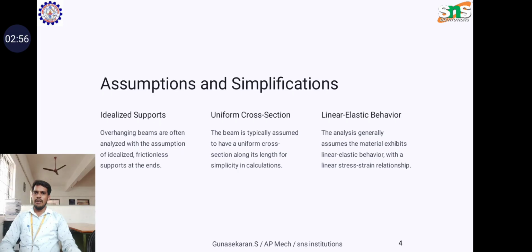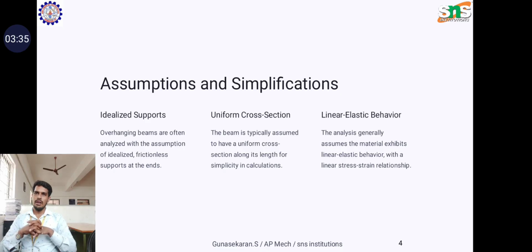Then we are seeing assumptions and simplifications. When analyzing and designing overhanging beams, engineers often use certain assumptions and simplifications to streamline the process and obtain accurate results. First one, linear elastic behavior. The material of the beam is assumed to behave in a linear elastic manner, meaning it will return to its original shape when the load is removed. This assumption simplifies the analysis and the calculation of stresses and deflections.